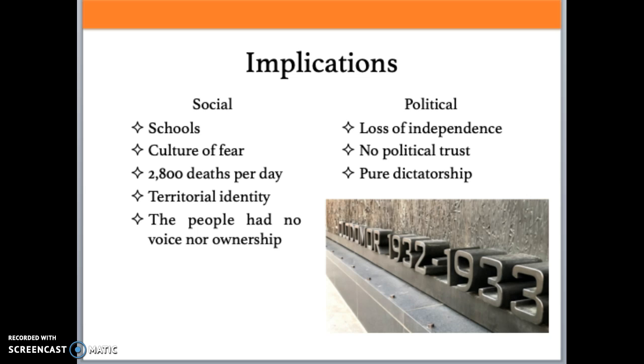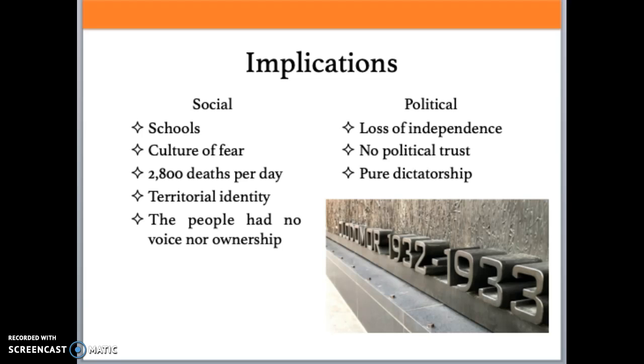The implications of this event were many, and we are just going to name a few social and political ones. First, I would like to direct you to the social implications of the Holodomor. During this period, there was a culture of fear that cannot be denied. It was estimated that there were approximately 2,800 deaths per day at the peak of the Ukrainian famine. The government started bringing Russians in to replace the Ukrainians, and even in schools, the languages being taught assimilated more to the Russian language than the Ukrainian language. The people had no voice nor ownership, and this ultimately meant that the Ukrainians were losing their territorial identity.